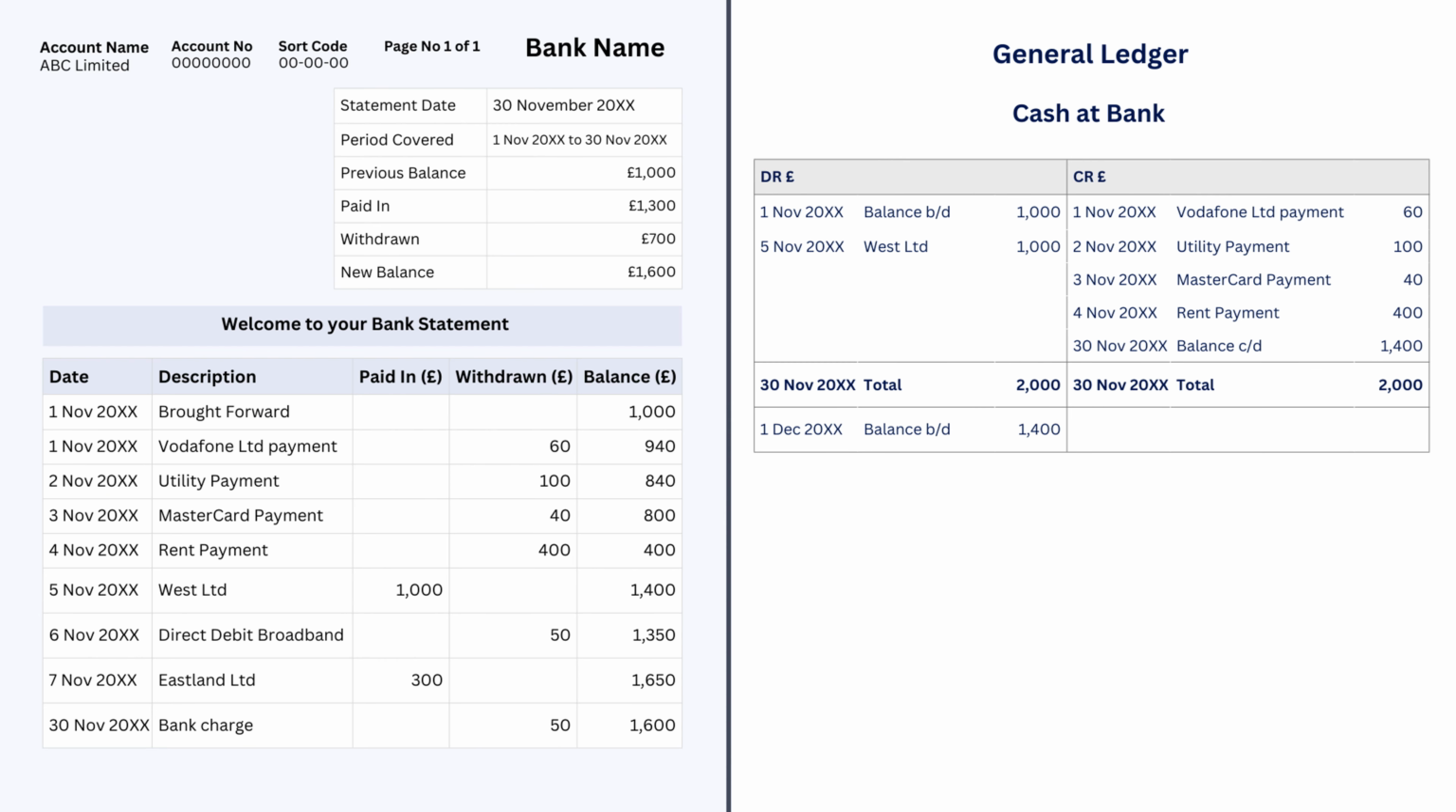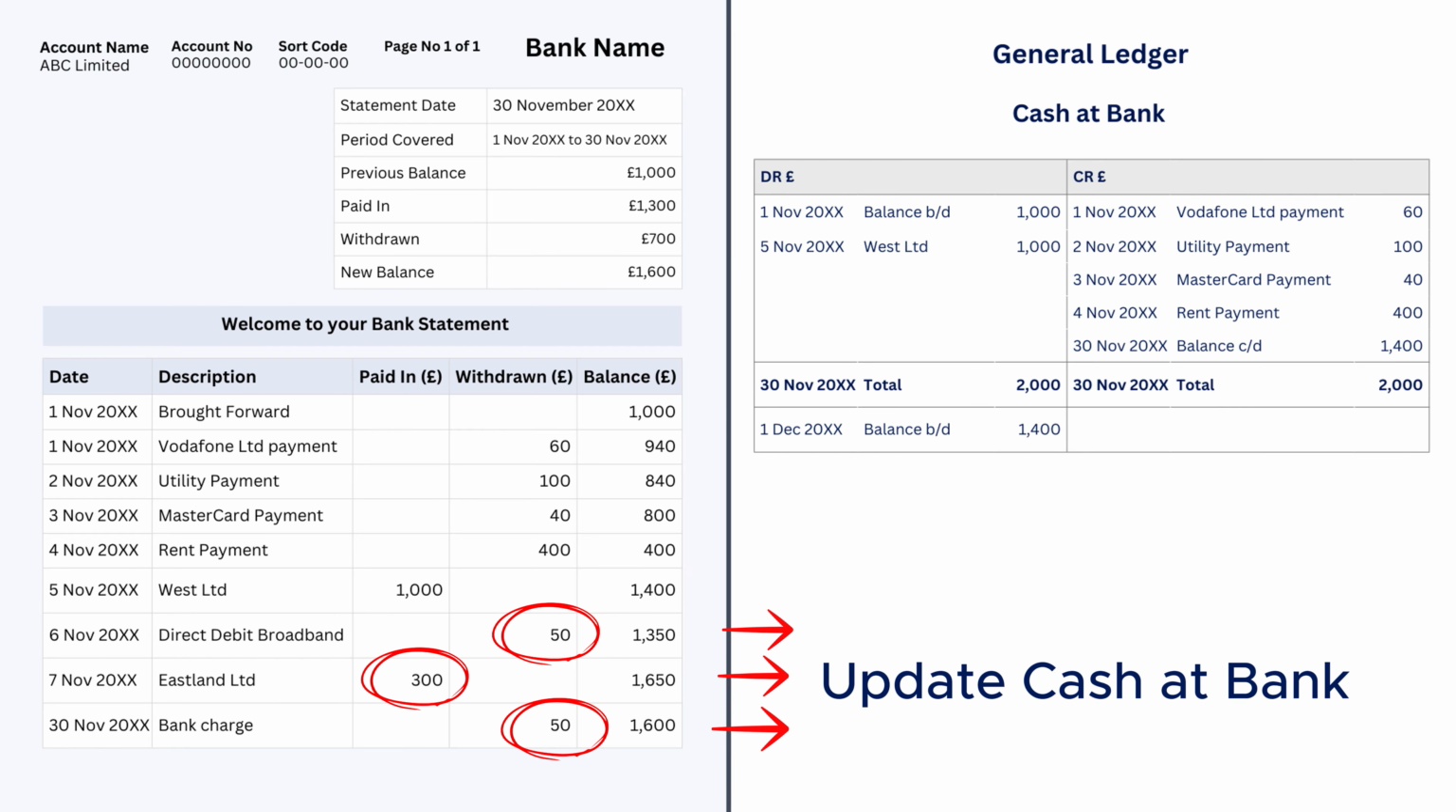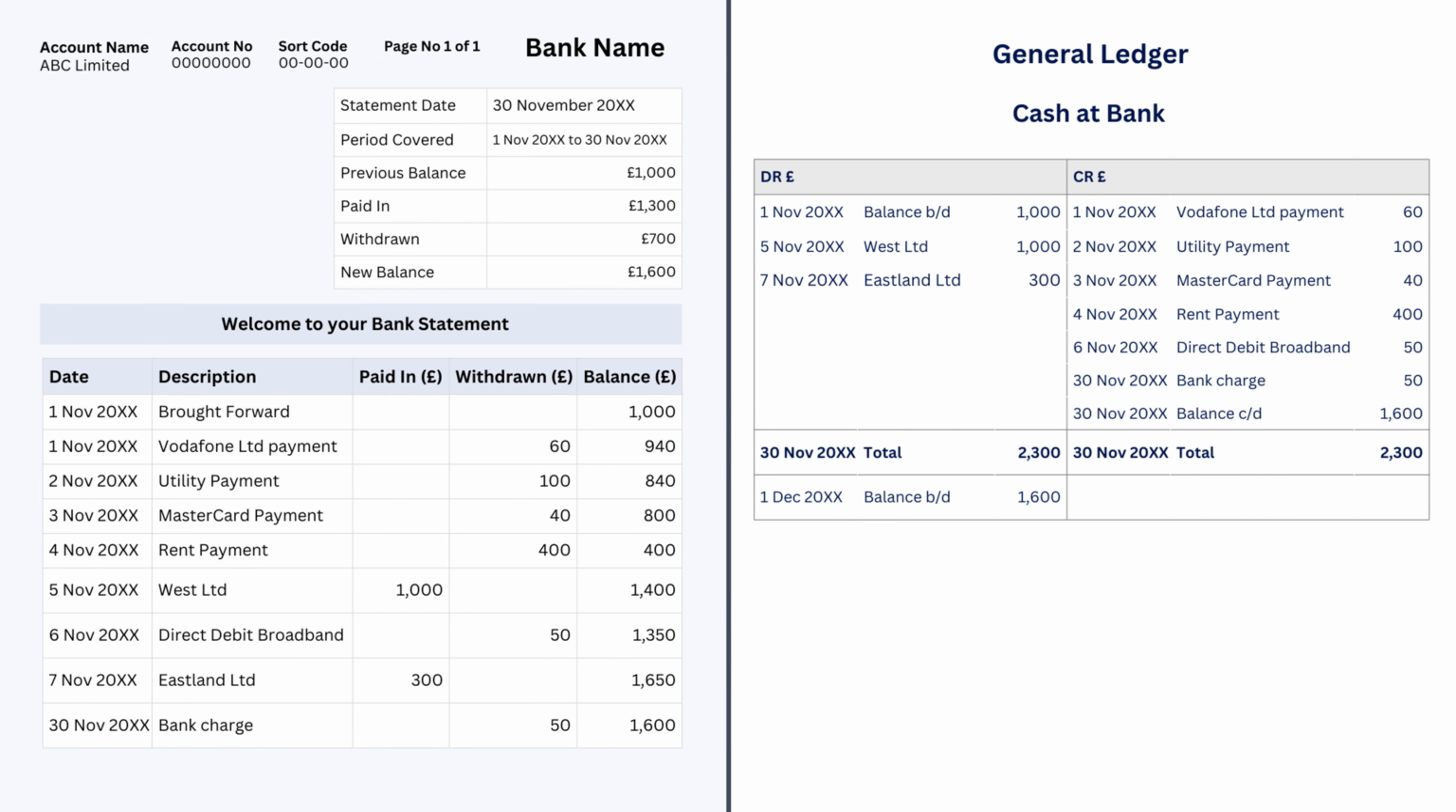We must update the cash at bank account for items that appear on the bank statement but are missing from our records. Looking at the bank statement, we can see several transactions that do not appear in our cash at bank account: a direct debit for broadband, bank charges, and a customer receipt. We update the cash at bank account for these transactions shown on the bank statement that we have not yet recorded. The cash at bank ledger must be adjusted for all bank statement items not yet recorded in order for the balances to reconcile. Once these entries have been posted, the cash at bank account is fully updated and reflects the true cash position.